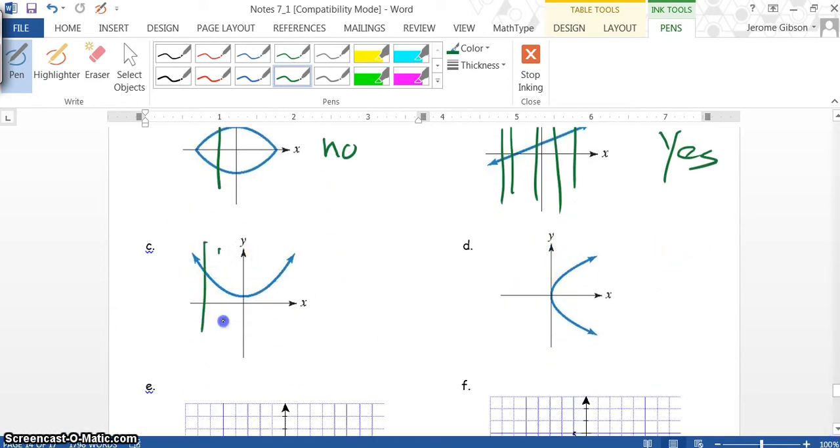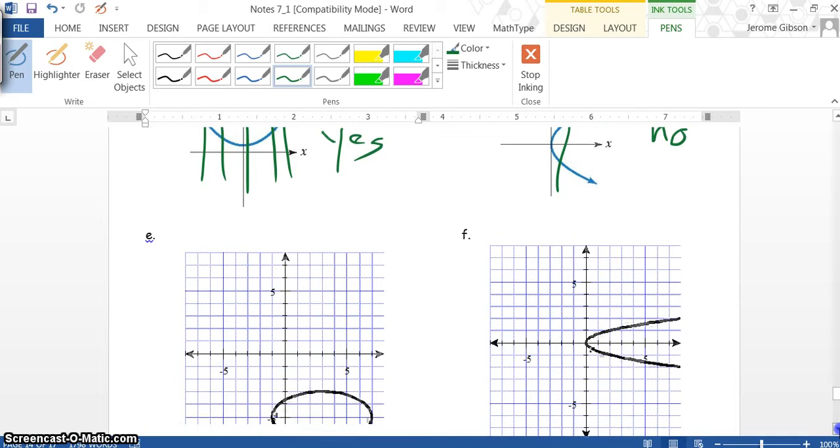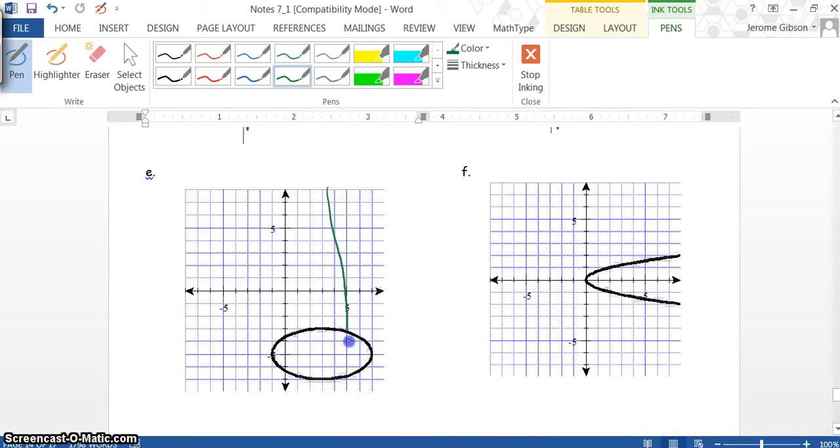Now we come here, we could draw a vertical line anywhere on this graph. It only hits it once, so it's yes. Over here, we have a vertical line here that hits this graph more than once, so it's no. Now we come here, draw a vertical line. Now of course it's supposed to be a straight line, but it hits this graph more than once, so it's no. And then also here, it hits this graph more than once, it's no.